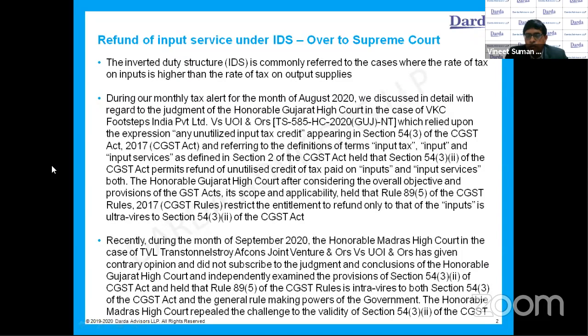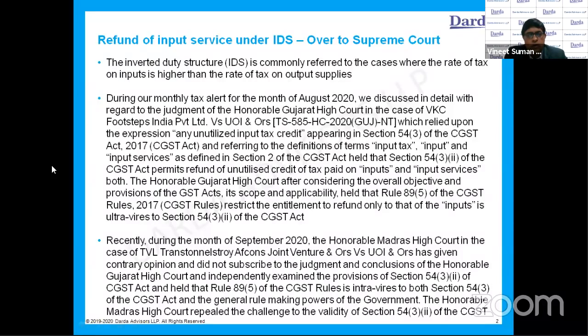So all people were in good relief, and the way the judgment has been pronounced and the reasoning has been taken, it's really a good case law to refer to, and people are looking at whether they need to claim or not. But in the last month, the Madras High Court has given a ruling, and they did not consider the ruling of the Gujarat High Court in the case of VKC Footsteps, and they have gone through their own interpretation and understanding of the law, and the ruling is completely reversed. Now we need to understand which ruling needs to be followed and what the next step should be. And second, what will happen finally at the Supreme Court?